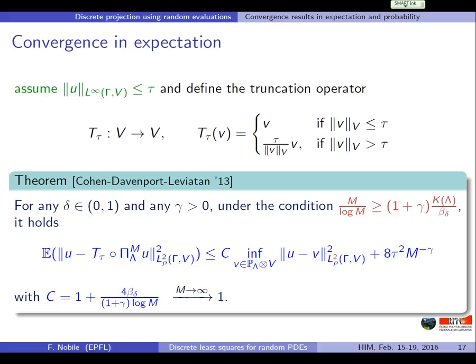So for technical reasons, you need to introduce a truncation. If you know a priori that your function is bounded in some ball, then you build the polynomial approximation, you chop it, and then you can show that this truncated version converges in expectation.